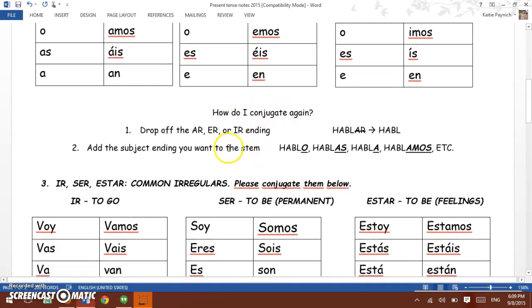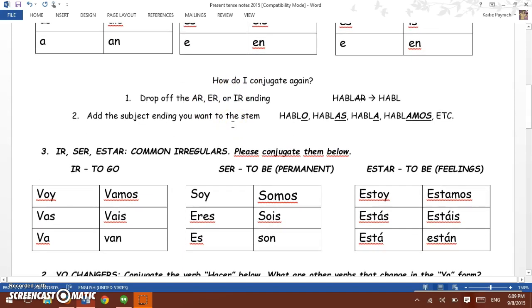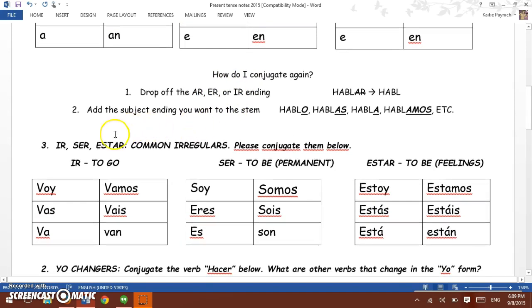We already know how to conjugate from our video, but here's another reminder that you can read through on your own here if you so choose to, so how we conjugate. The last thing I wanted to talk about today were some common irregulars, and I asked you to please conjugate them below. So we've got three irregulars here. Ir, ser, and estar. Ir means to go, ser and estar both mean to be, and we'll talk about those differences later on in the school year.